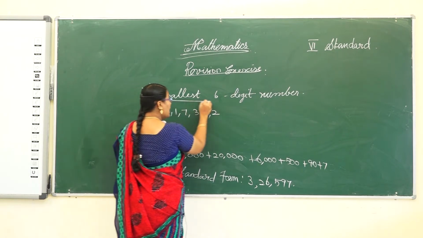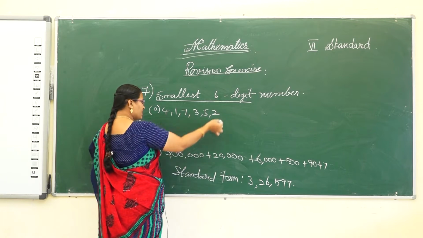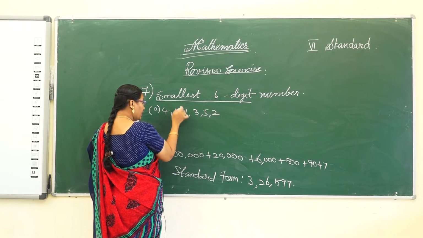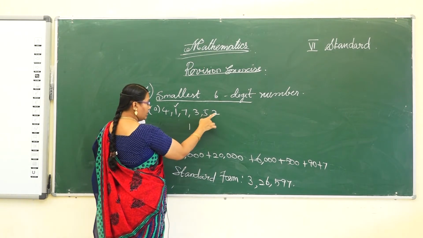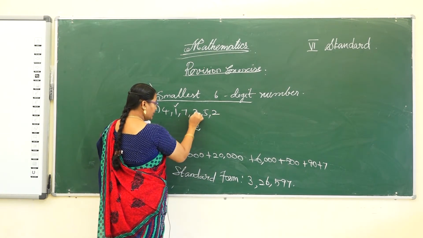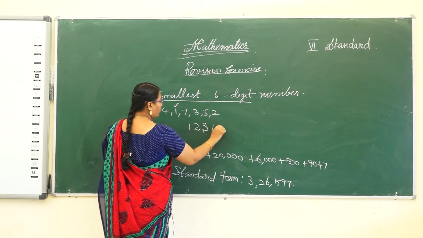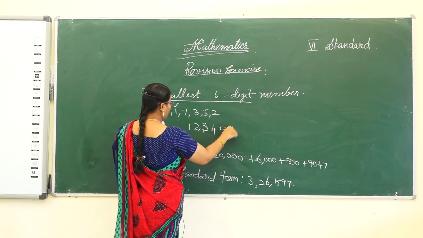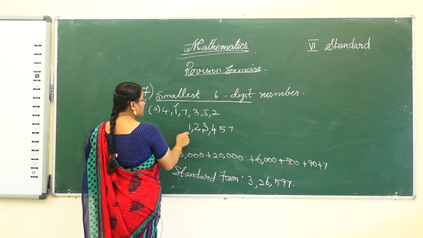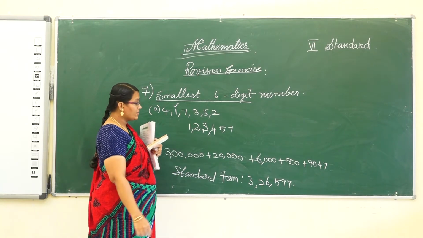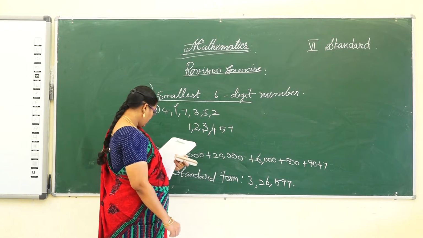Here only the smallest 6 digit number is asked. So you want to write in the ascending order. What is the smallest number in the given data? The first one is 1, and next one 2, 3, next one 4, 5 and 7. So the smallest 6 digit number is 1,23,457. Okay, and do the next one also.